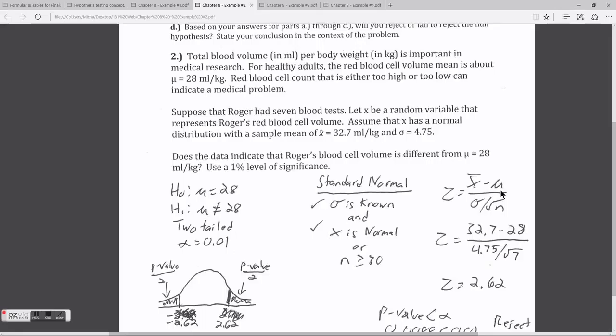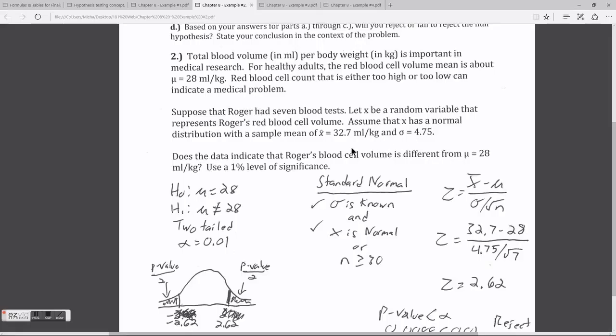Example number 2, we want to check if Roger has a healthy red blood cell volume. We know through research that the normal red blood cell volume is 28 milliliters per kilogram. So Roger had 7 blood tests done, and his 7 blood tests gave a sample mean of 32.7 milliliters per kilogram. And we're going under the assumption that the standard deviation for blood cell volume is 4.75 milliliters per kilogram.